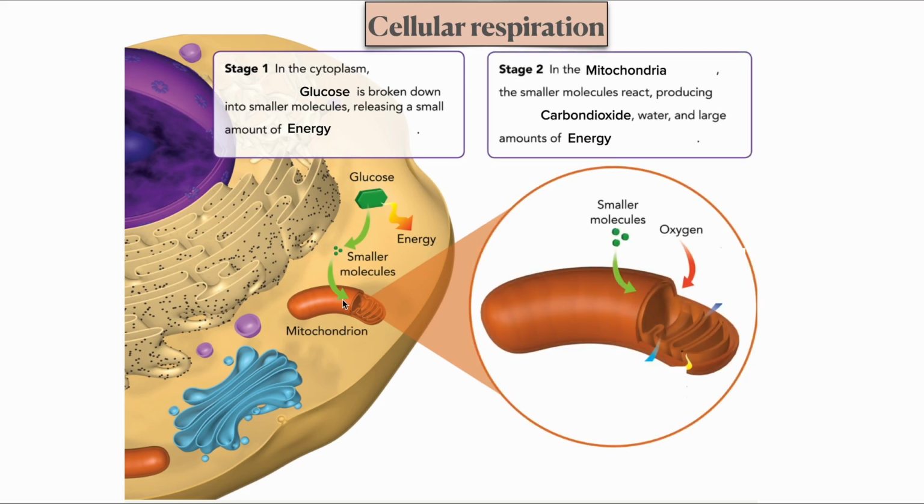And these mitochondria take in these smaller molecules that we got from glucose and the oxygen that we breathe in. They take in both of these, and there's some process going on in here, and they release what? Carbon dioxide that we breathe out, water that goes out of our body in the form of urine, and energy that we use to do our daily activities. The end.